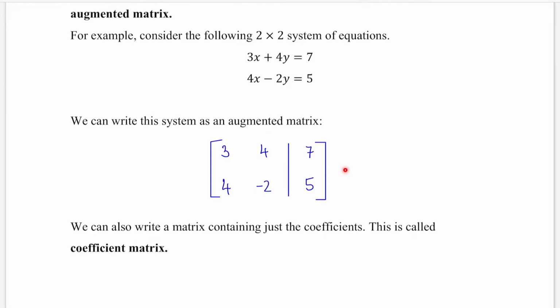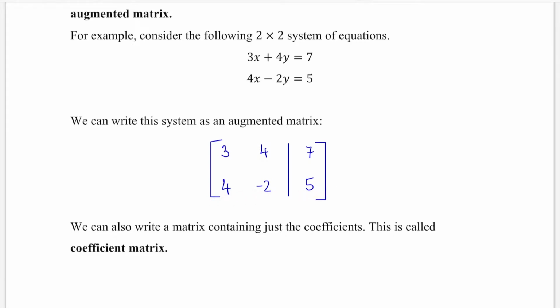This is called an augmented matrix. The first column represents the coefficients of x. The second column represents the coefficients of y. And the last column represents the constant on the right-hand side. The first row represents my first equation. The second row represents my second equation.